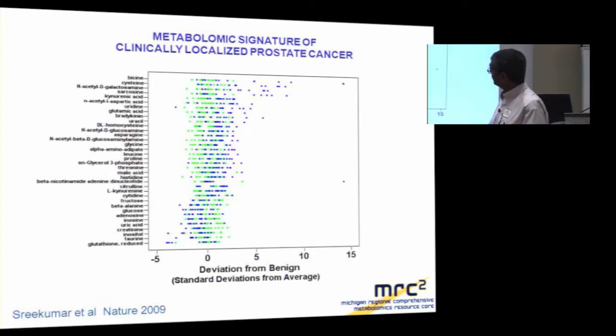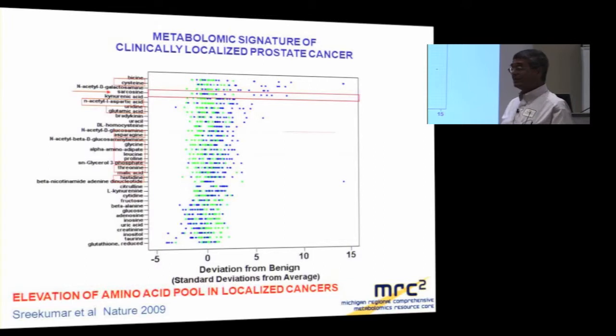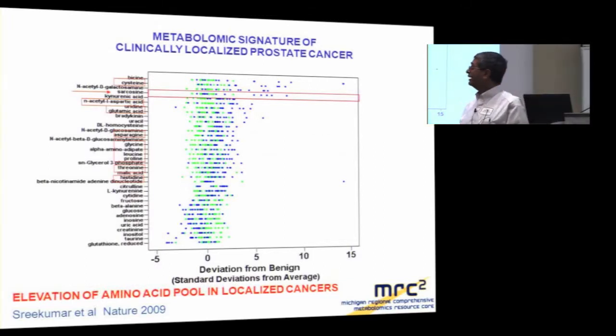And there was a bunch of different things here, and these are ranked based on the deviations from the benign. You can have 5, 10, 15-fold standard deviations apart, so you know that it's highly statistically significant, most likely. And what turned out was that you have an elevation of amino acid pools in localized cancers, essentially. And there are a bunch of different amino acids that were actually different.